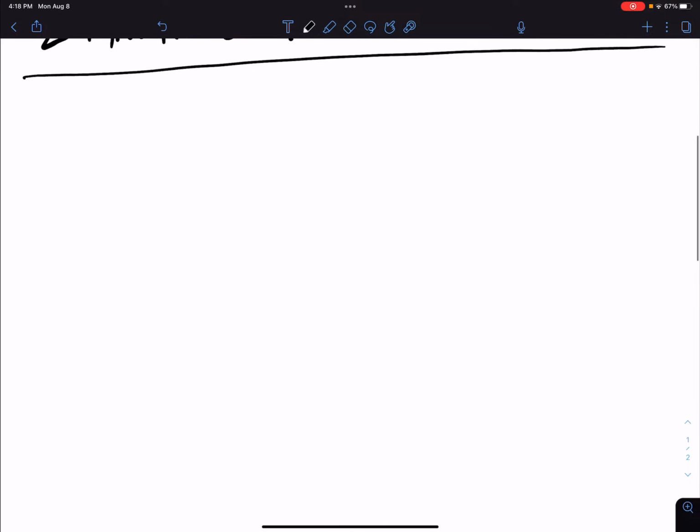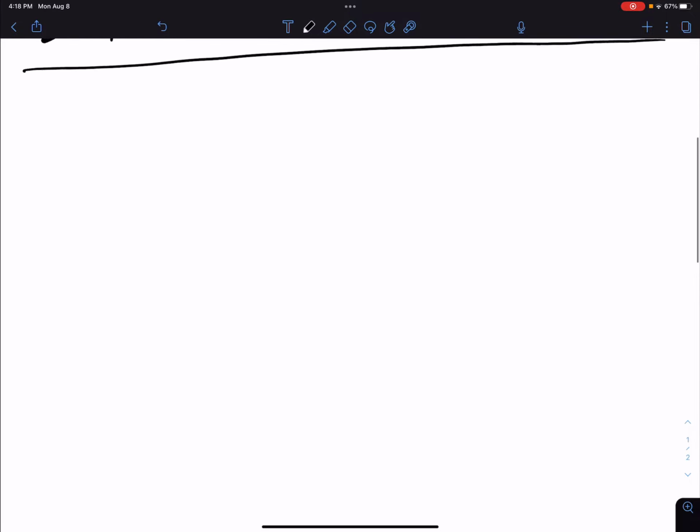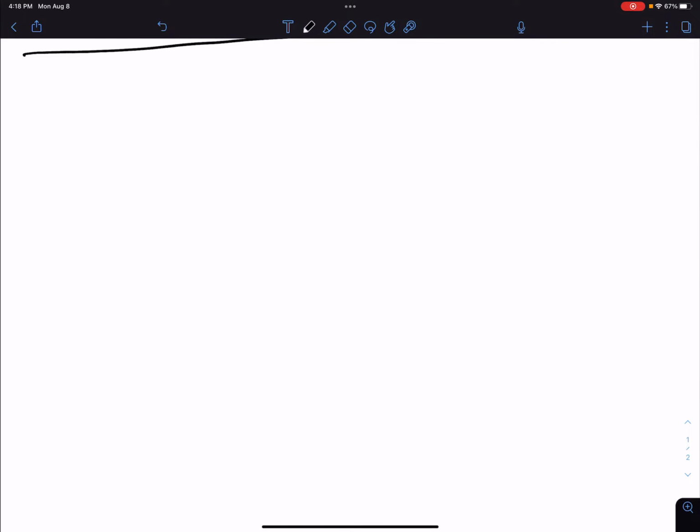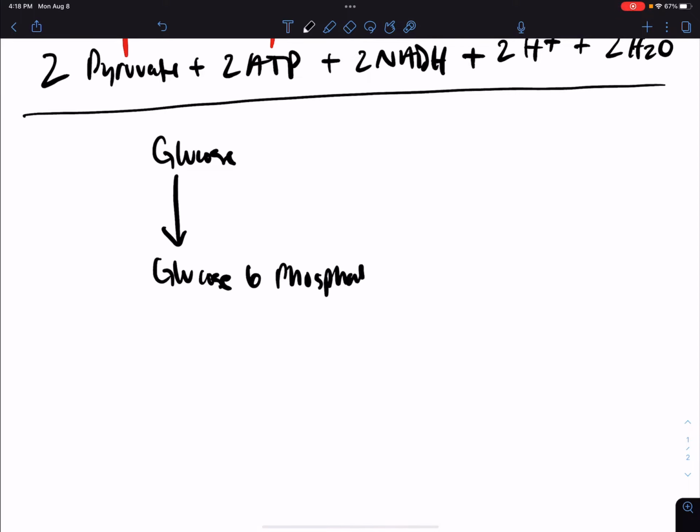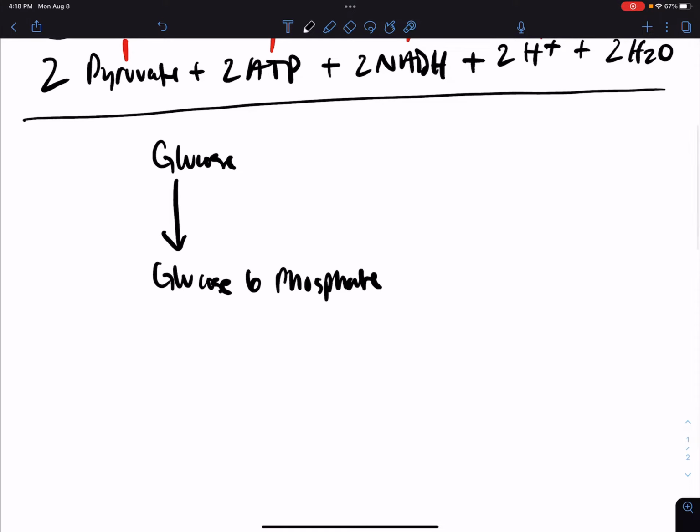So we're going to go through glycolysis. There are 10 steps in glycolysis, so there are 10 enzymes. We're going to start with glucose and go down to glucose 6-phosphate, so it's phosphorylated. The enzyme that's doing that is called hexokinase. This is step 1. It's a kinase, and anytime you see a kinase, something is getting phosphorylated. Something is getting that P group stuck on it.